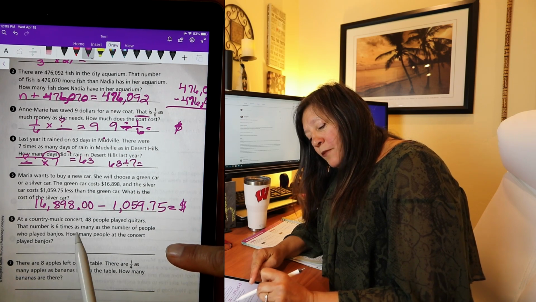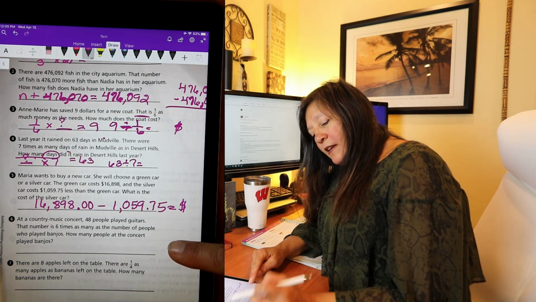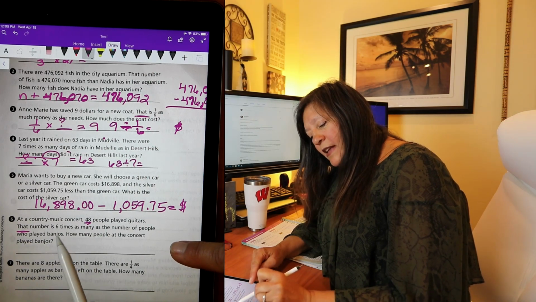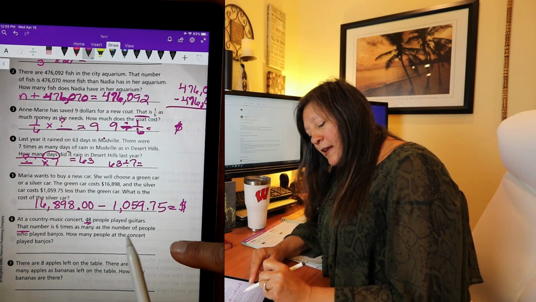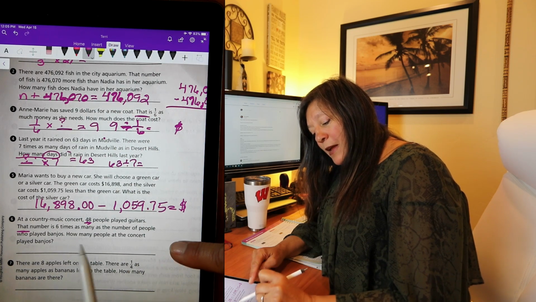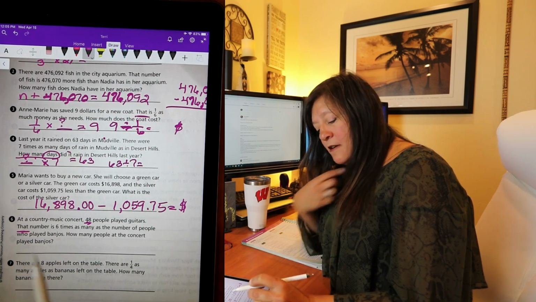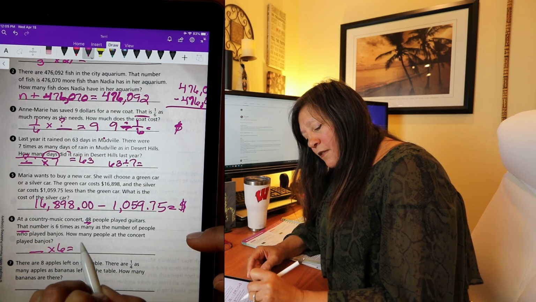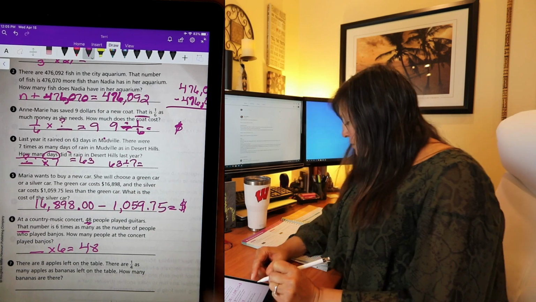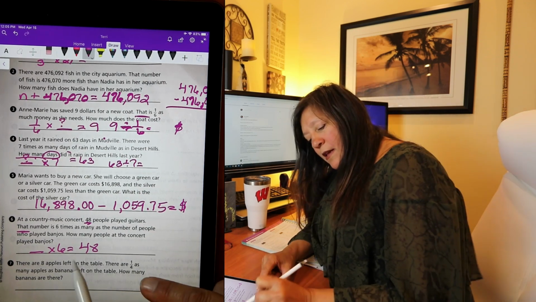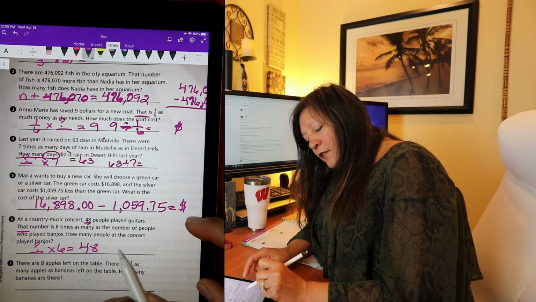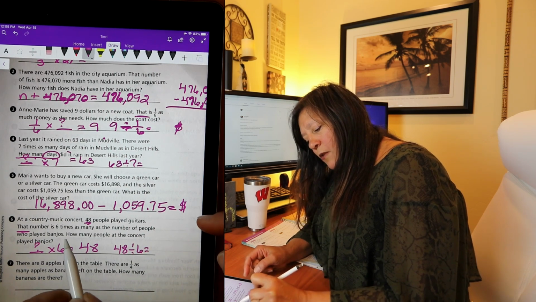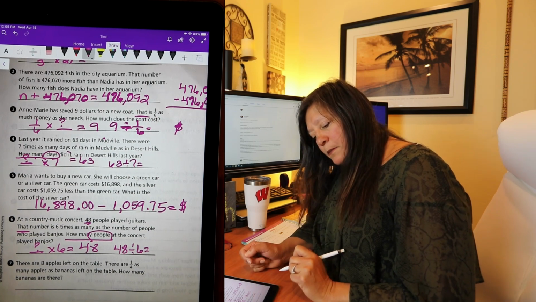Number 6, at a country music concert, 48 people played guitars. That number, 48, is 6 times as many as the number of people who played banjos. Okay? So that means some number times 6 is 48. How many people at the concert played banjos? All right? Solve for the unknown factor. 48 divided by your 6, and that's going to give you how many people played banjos.